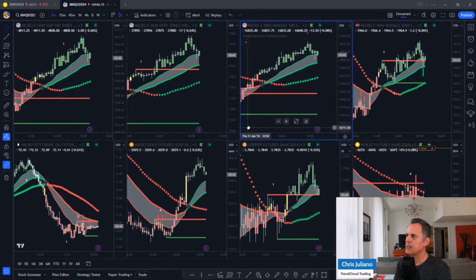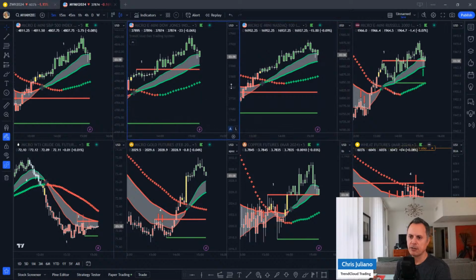So now you can use TrendCloud on your darker backgrounds.